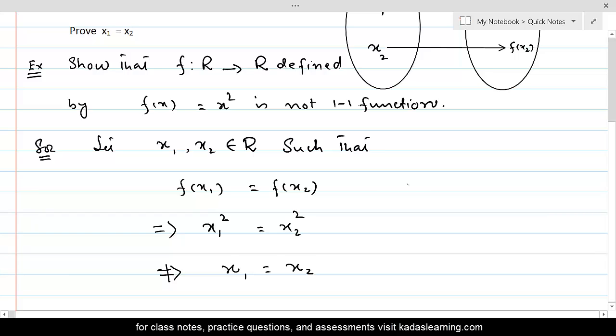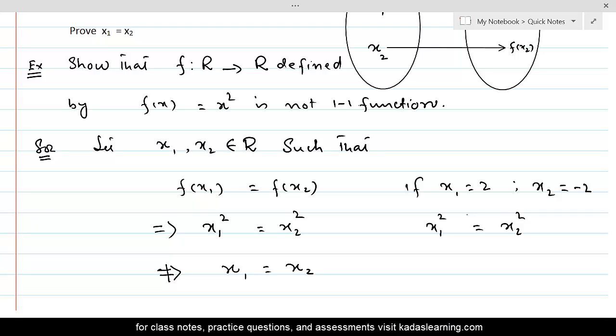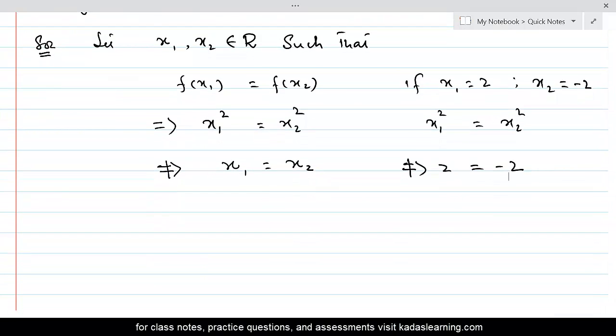Well, the contradictory example: if x1 was equal to 2 and x2 was equal to -2, imagine what would be x1 square and what would be x2 square. They will be equal, because x1 square will be 4 and x2 square of -2 will be 4 again. So this does not mean that 2 is equal to -2. That's why this function is not one-one. But if we want to find out a function which is one-one, let's take another example.